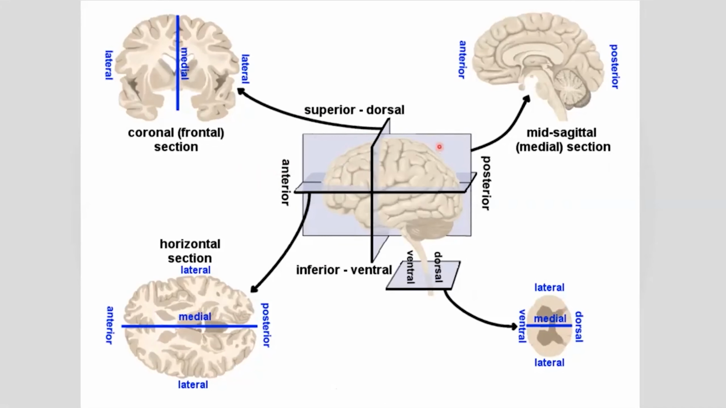If we go to the back of the brain here, we have the posterior and/or caudal area of the brain, this tail end of the brain. And if you look above to the top of your head, the top of your brain, you have the superior and/or dorsal area. And I prefer dorsal.